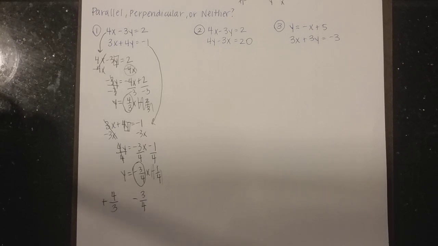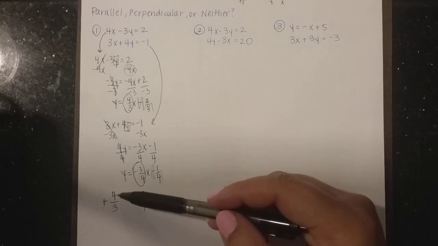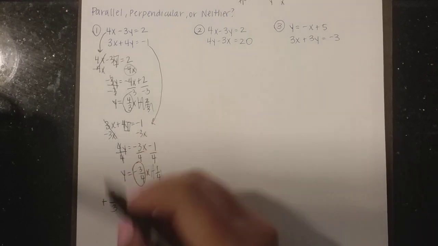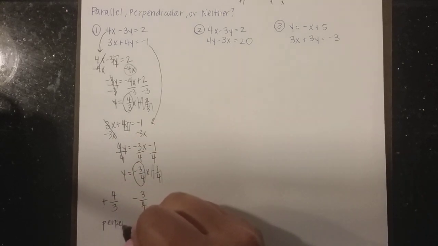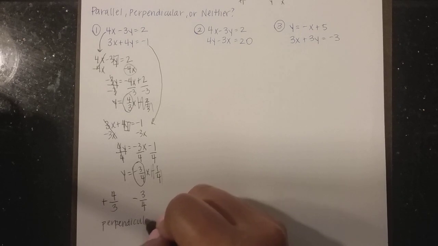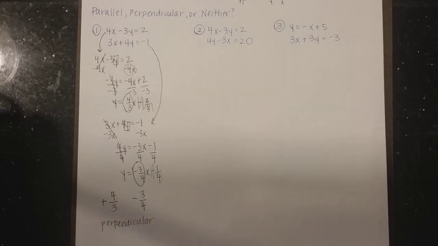And so I got a positive and a negative. It is opposites, and my fractions are flipped. So that means that these lines are perpendicular. You just got to look at slope, right? Some of them are going to be a little easier. Some of them, they're not going to have to solve for y first, but in this case, we did.